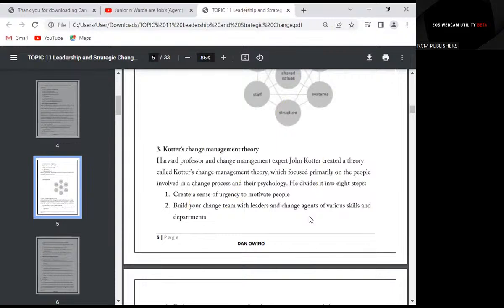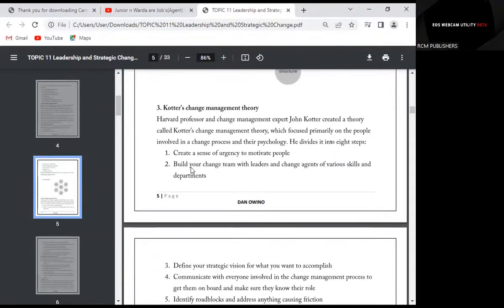Then number 2, build your change team, with leaders and change agents of various skills and departments. That's now the second process. This process is also sometimes known as build a change coalition, or build a change alliance. Just build a change team.